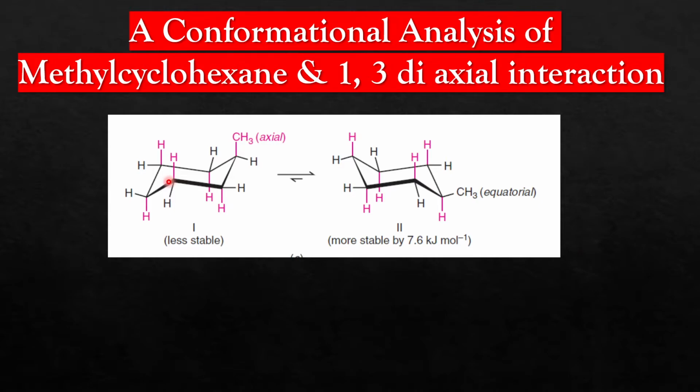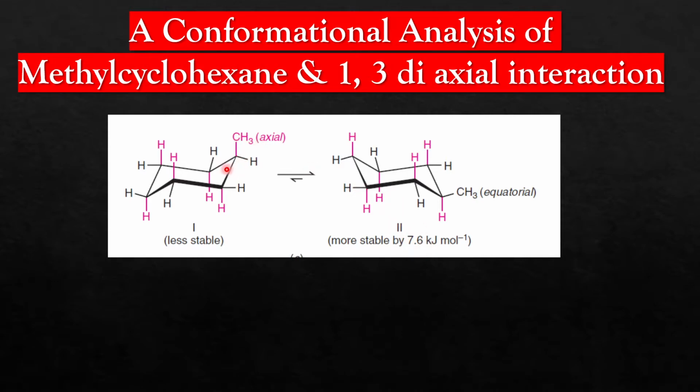Now if you see, this chair form can also get flipped, so this chair can be flipped from this number 1 configuration to number 2 configuration, and in that case you can see that there is an energy difference between this configuration and number 2 configuration, which is 7.6 kilojoule per mole.